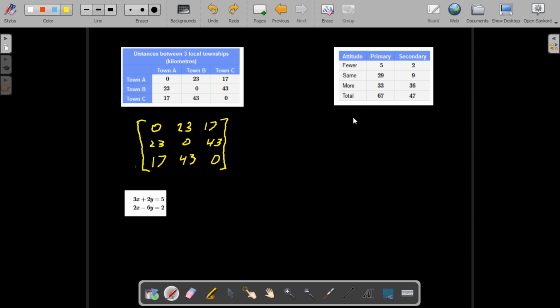Similar case here. It's a different example, but we're looking at attitudes for primary and secondary students. So we can draw our matrix, and without having to write down all the information, we can say the first element is going to be primary schools for fewer. So 5. And then 2 for secondary students, and then just fill it out. So 29, 9, 33, 36, 67, and 47.